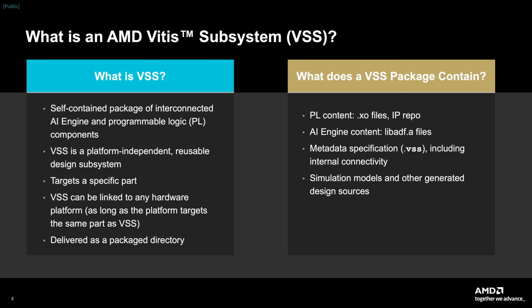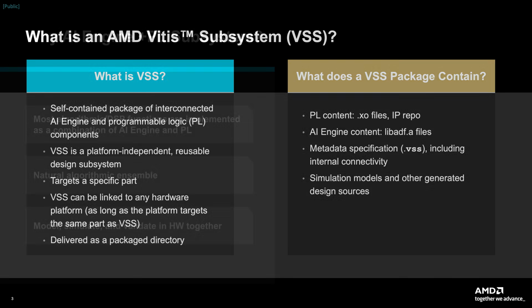Example VSS components can be found in the L2 directory of the Vitis DSP library. AMD Vitis Model Composer version 2025.1 also added support for exporting AI engine and PL functions as a VSS component.